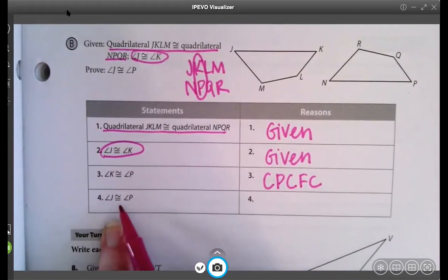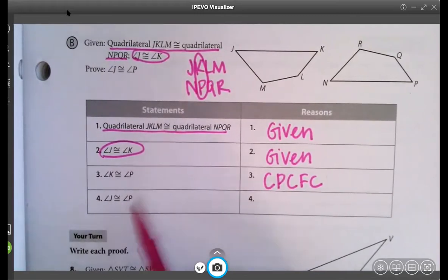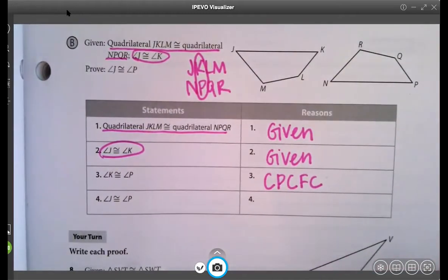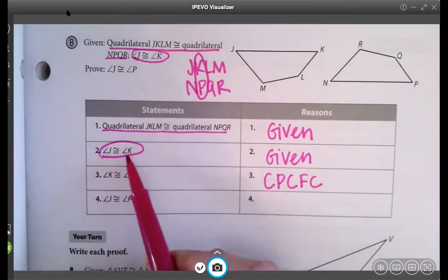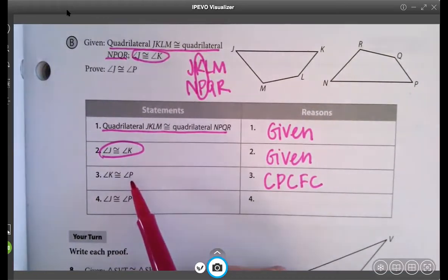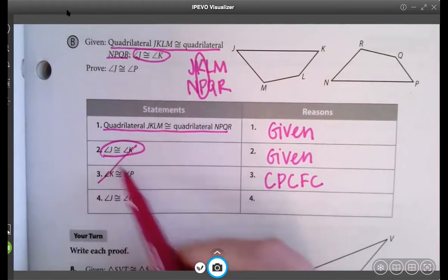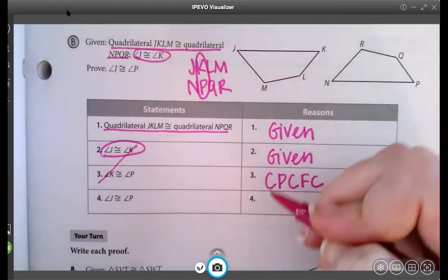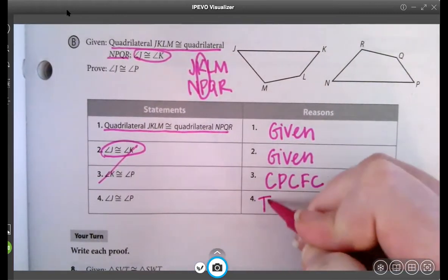J is congruent to P. Well, let's look at where that came from. J and P are not stacked up, so it's not another CPCFC. I didn't substitute any kind of numbers or values or anything. So I've got J and K, and then K and P, and then I don't need the K's anymore. I've just got J and P. So which property, if you flip back? The transitive property of congruence. Very good.